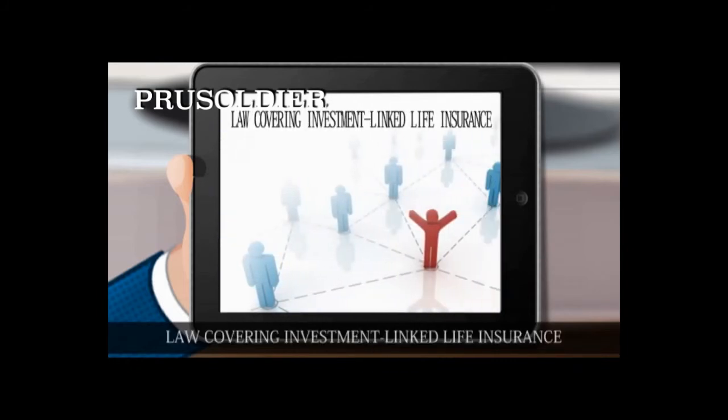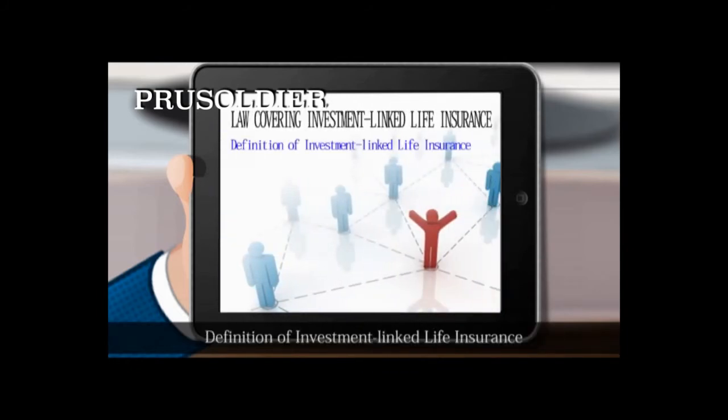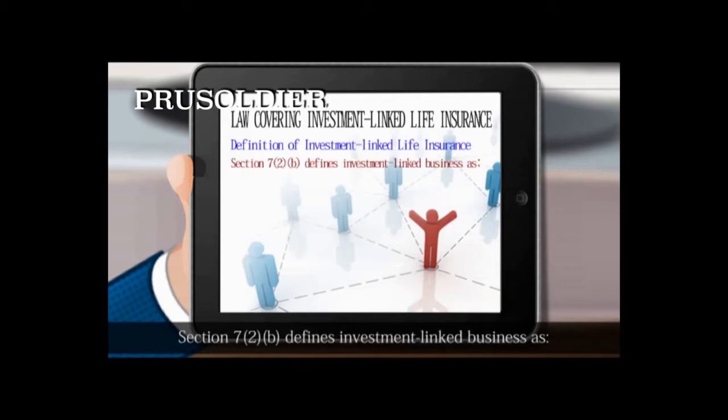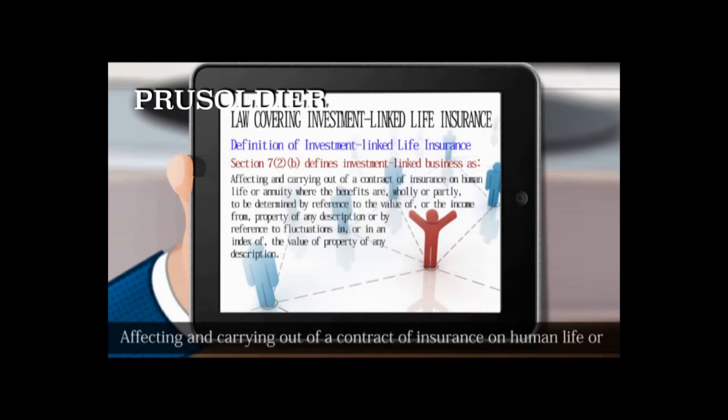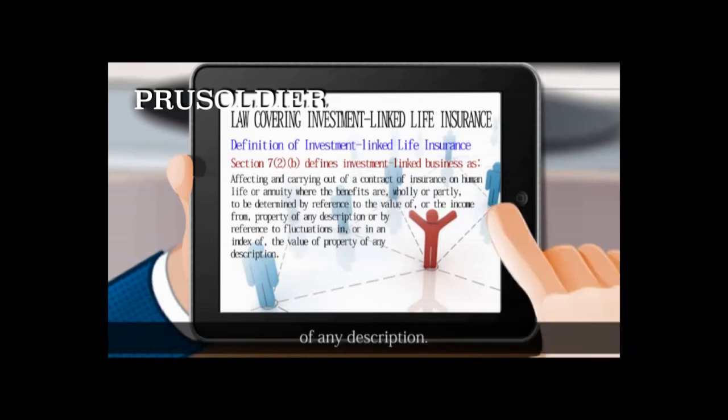Law covering investment-linked life insurance. Definition of investment-linked life insurance. Section 7, subsection 2, subsection B defines investment-linked business as affecting and carrying out of a contract of insurance on human life or annuity where the benefits are, wholly or partly, to be determined by reference to the value of, or the income from, property of any description, or by reference to fluctuations in, or in an index of, the value of property of any description.